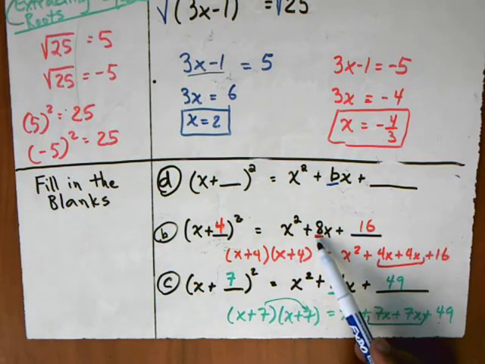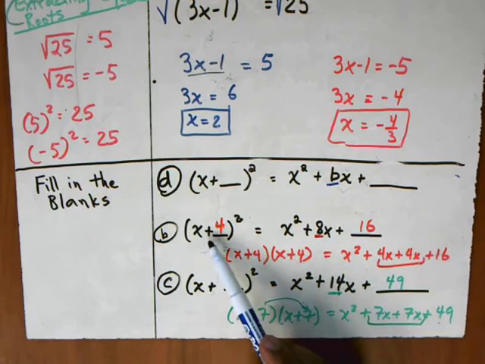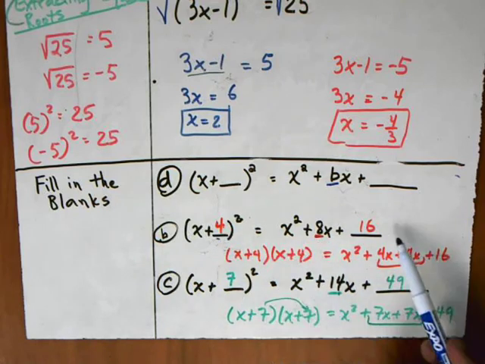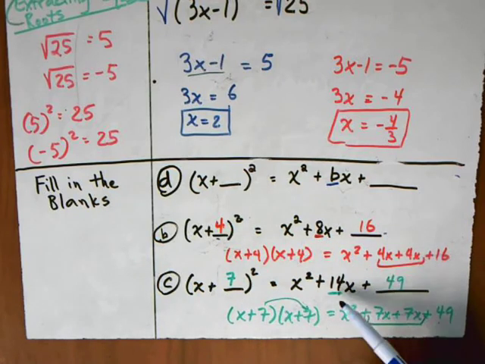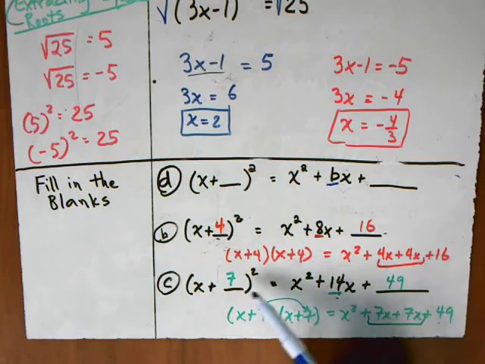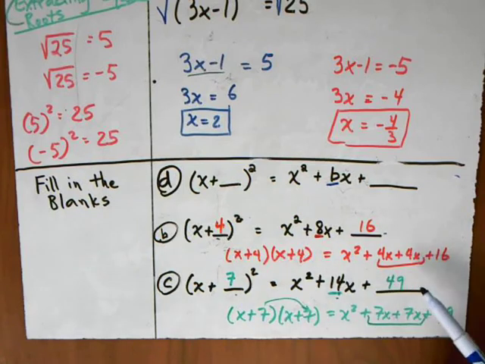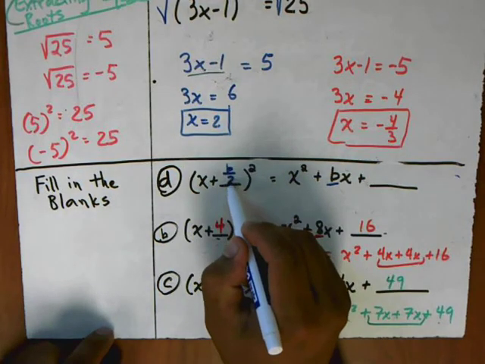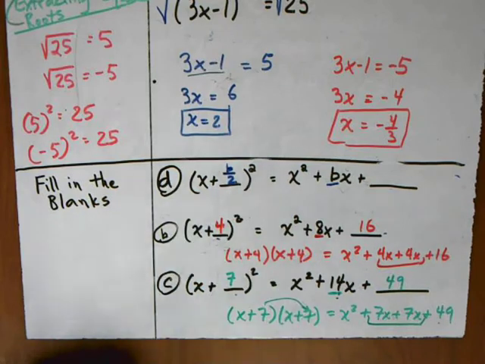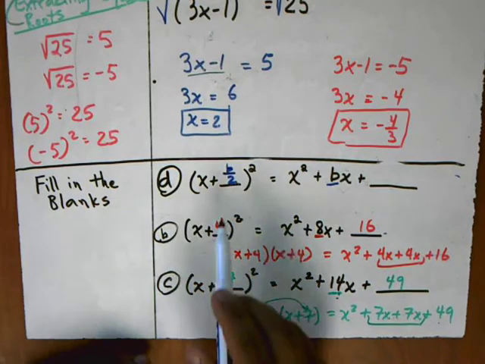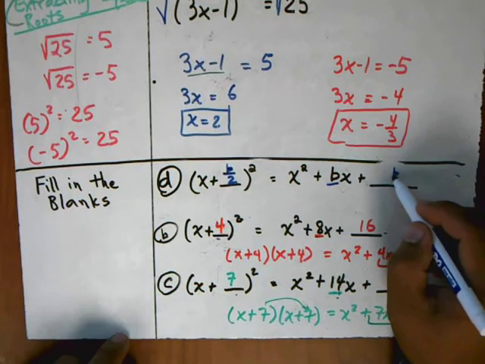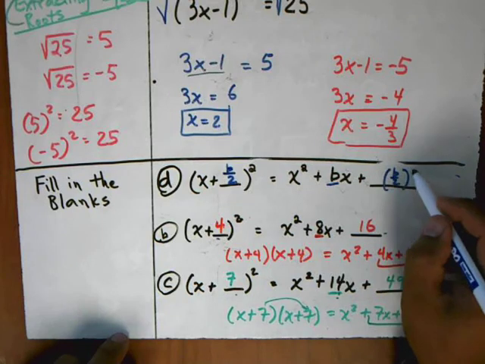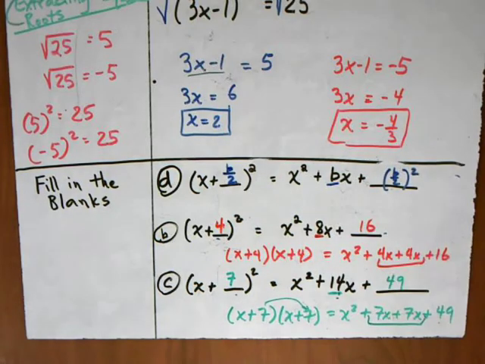Here in example B, we divided by 2 to get this number, and then we squared this to get the last term. Here we took 14 divided by 2 to get 7. We squared that and we got 49. So in this case, we can do the exact same thing. We can take b and divide it by 2. That's the value that's going to go in here. And we can square that, b over 2 quantity squared, to get the last term.